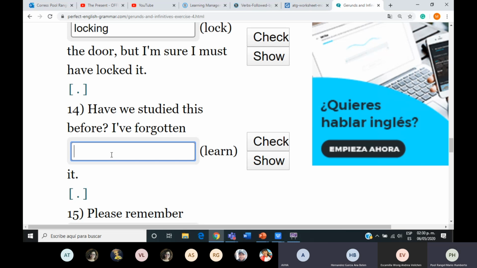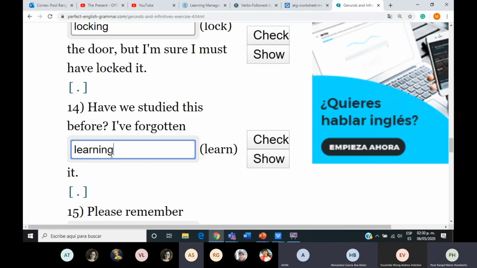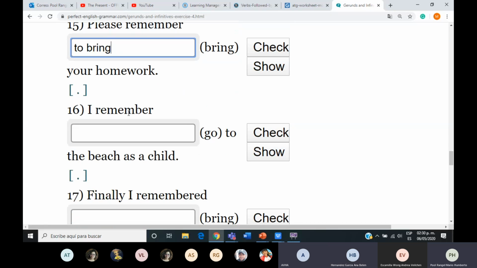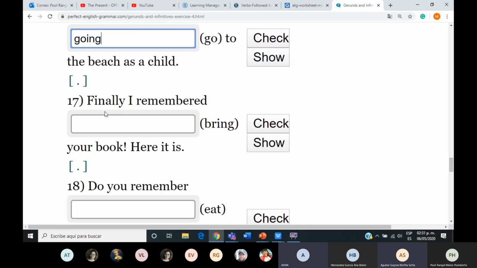Learning. Please remember, bring your homework. To bring. I remember go to the beach as a child. Going. Finally, I remember bring your book. Here it is.